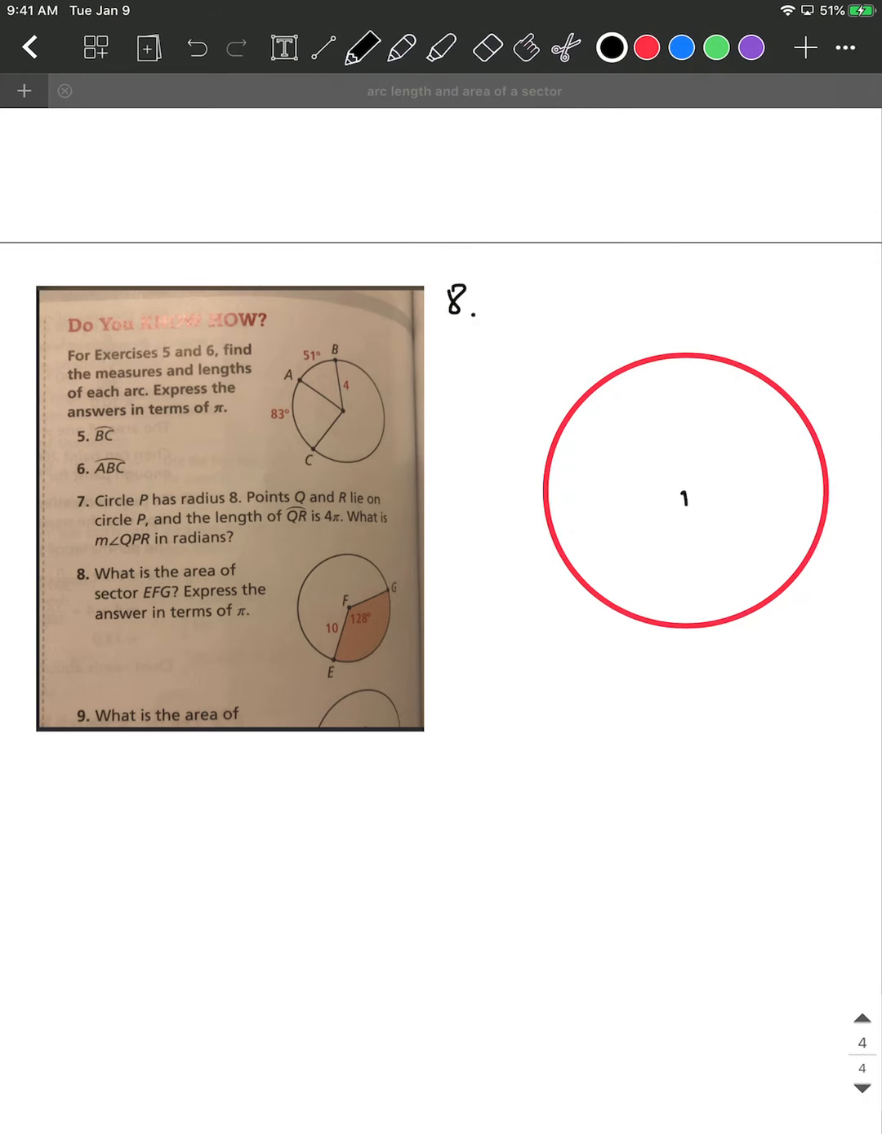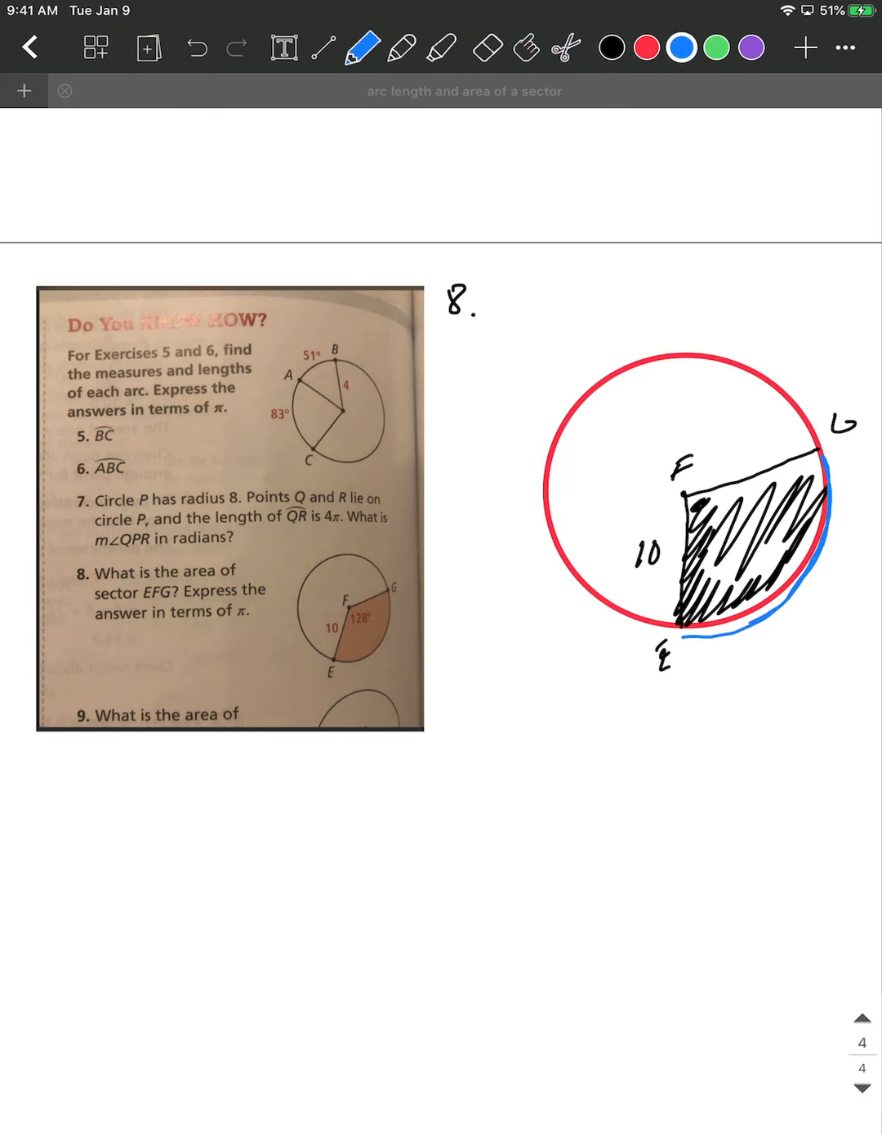So we're looking for how much this would be. We're trying to figure out how much of the piece of the pie we're looking for inside of here, and this would be the sector EFG, the combination of E, F, and G right here. It tells us that the radius is 10, and it's also telling us that the angle of the inside is 120. So the angle produced from here to here, sorry, not distance, is 120.